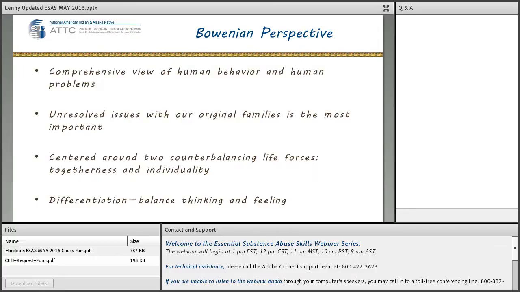So first we're going to start out with the Bowenian Perspective. The Bowenian Perspective is a comprehensive view of human behavior and human problems. Unresolved issues with our original families are the most important. It is centered around two counterbalancing life forces, togetherness and individuality, and differentiation balances thinking and feeling.